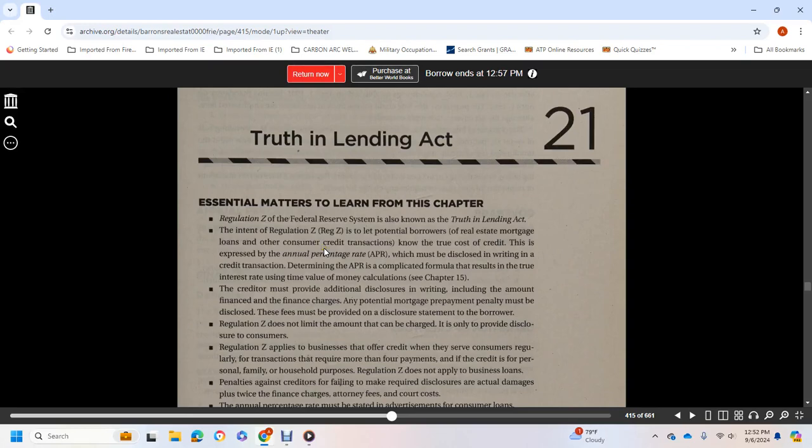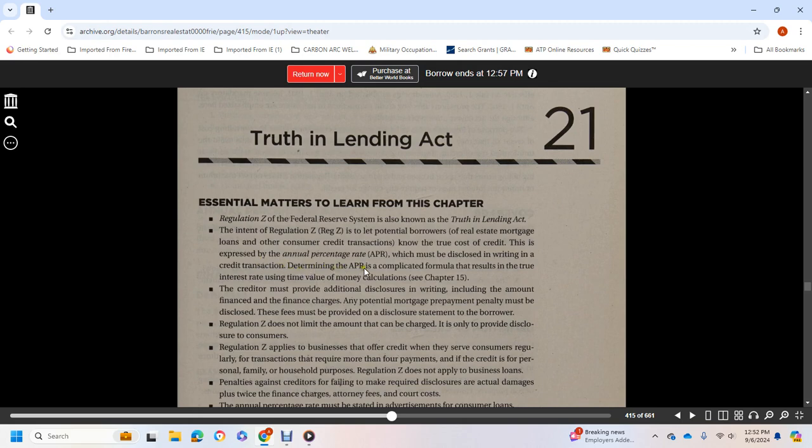Alright, Chapter 121, Truth in Lending Act. Regulation Z of the Federal Reserve is also known as the Truth in Lending Act. The intent of Regulation Z is to let potential borrowers with a real estate mortgage, along with other consumer credit transactions, know the true cost of the credit. This is expressed as the annual percentage rate, which must be disclosed in writing in the credit transaction.